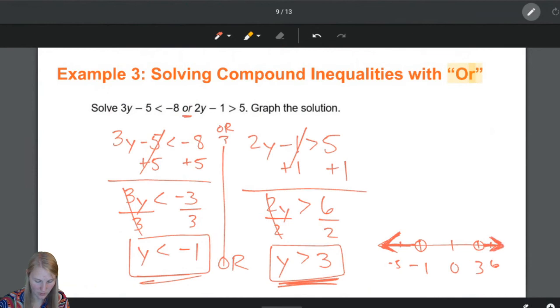Denote all the numbers bigger than 3. Awesome. So remember that when you have "or," you're going to end up with some sort of situation where they're pointing away from each other. And when you have "and," that gives you the chunk in the middle.